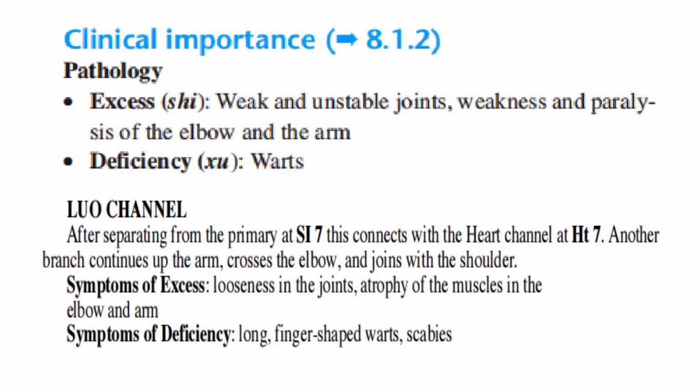Clinical importance of knowing the Luo channel of the small intestine. Excess conditions will manifest as weak and unstable joints, weakness and paralysis of the elbow and the arm. Deficiency will manifest as warts. After separating from the primary, so this is just a recap, at SI7, this connects with the heart channel at heart 7. Another branch continues up the arm, crosses the elbow, and joins with the shoulder.